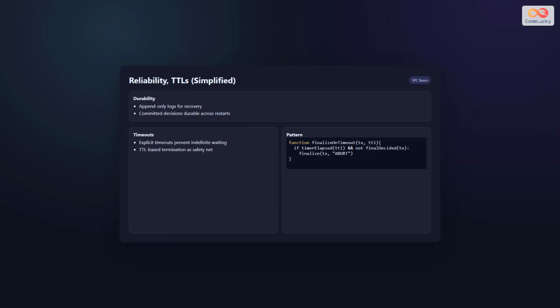Reliability in 3PC depends on two key mechanisms. First, durability. Participants maintain append-only logs to record their state. If a participant restarts, it can recover its state from the log and continue the protocol without losing track of the transaction. Second, timeouts. Participants use explicit timeouts and time-to-live values, or TTLs, to detect coordinator failure. If a participant does not receive a commit or abort instruction within the timeout, it safely aborts the transaction. These mechanisms together prevent indefinite blocking.